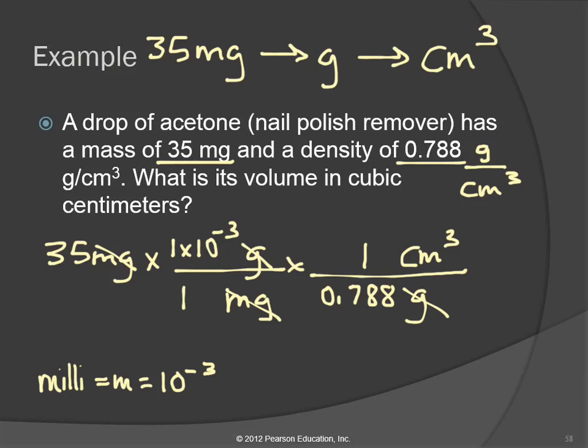Okay? We have to learn how to do metric conversions like this. Yes? Why wouldn't you put the negative 3 on the bottom? That's a good question. Why not put the 10 to the minus 3 on the bottom?